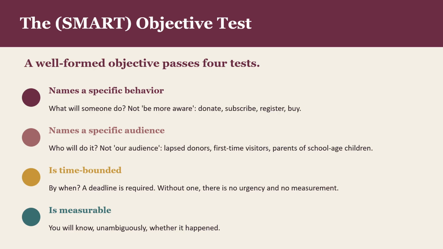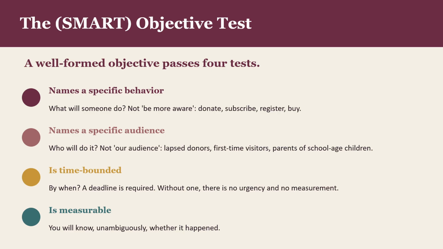Time-bound. Deadlines create urgency for the audience and make evaluation possible for you. Without an end date, you can never know whether your campaign worked or not. Measurable. You need to know yes or no whether the objective was achieved. Raise awareness. Well, how do we define that? How do you measure it? I can't measure raised awareness, but 50 new email subscribers, I can measure. And I can say either I have 50 or I don't have 50. It has to be yes or no.